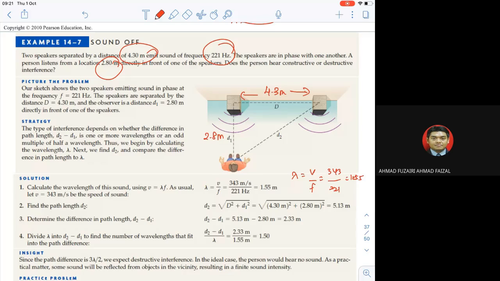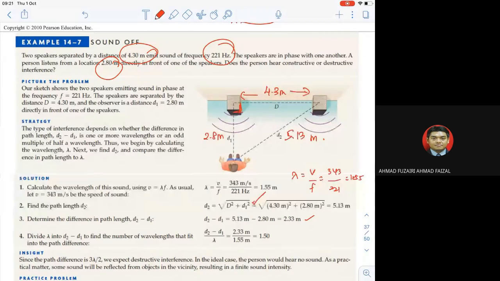Alright. So in order to get D2, because we don't know what D2 is, we need to use the Pythagoras theorem. Okay, Pythagoras theorem like this. So in the end, we will get 5.13. D2 is 5.13 meters, and D1 is 2.8. When we subtract 2.8 from 5.13, we will get 2.33 meters. So does this show that this person will hear constructive or destructive? Does the person hear constructive or destructive?